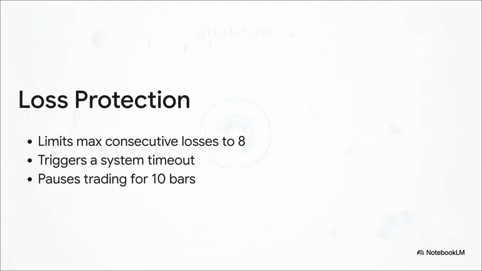Plus, the code even includes a consecutive loss protection module, so if the algorithm somehow suffers 8 consecutive losses, it doesn't freak out and try to revenge trade. Instead, it essentially gives itself a mandatory timeout in the corner for exactly 10 bars. This forces the system to just take a breath, step back, and wait for market conditions to shift before trying again. It totally prevents that deadly algorithmic downward spiral.